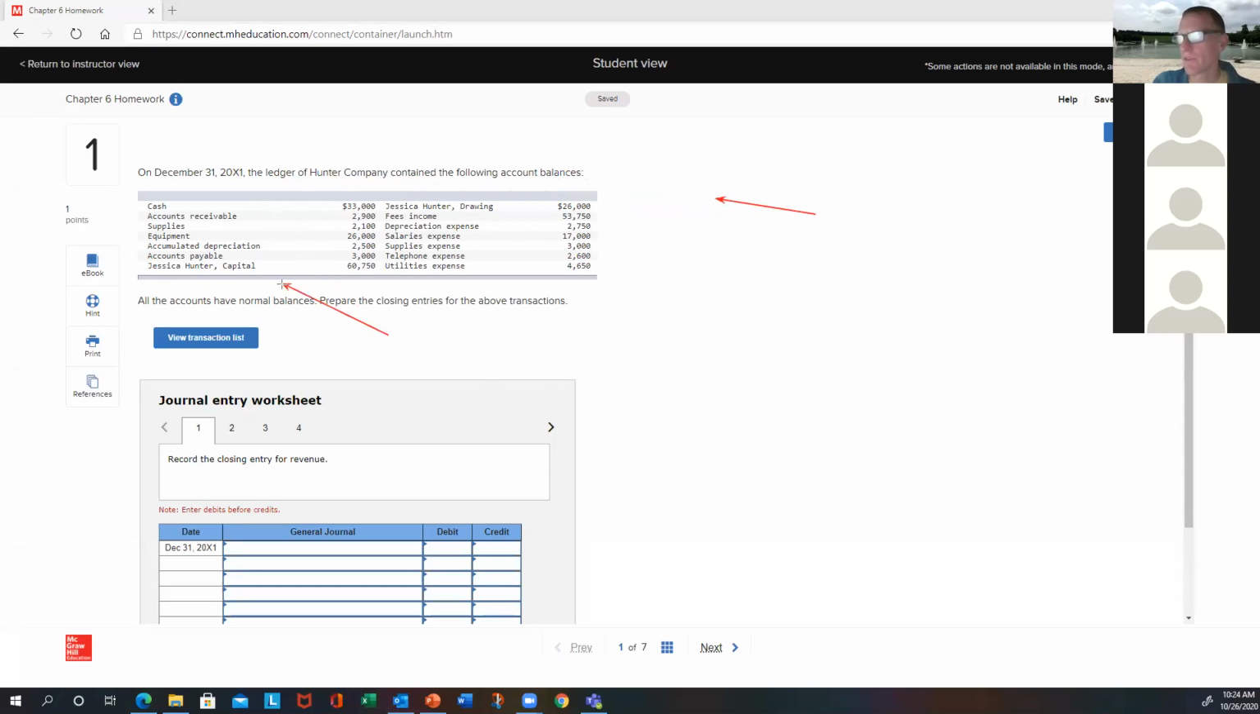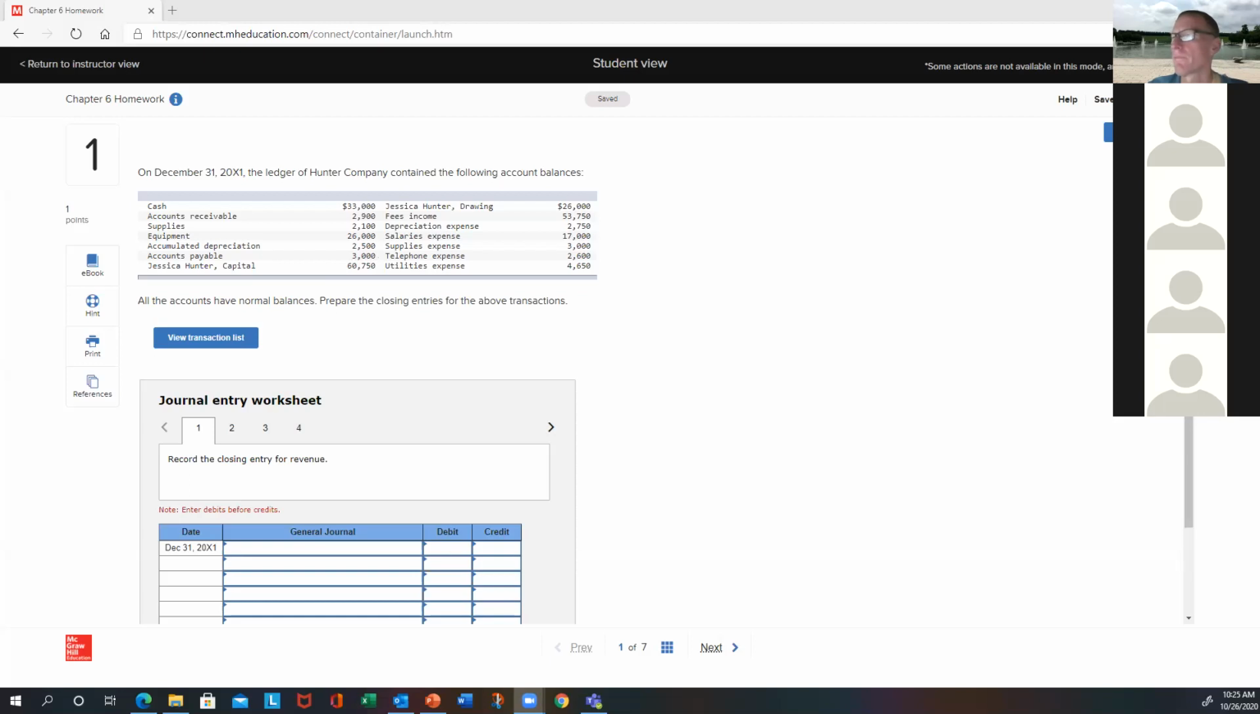So this is everything the company is using: cash, AR, supplies. Notice you've got capital, drawing, fees income, and here's all your expenses. That's it. Notice they tell you that all accounts have normal balance. That should mean something at this point. When they say normal balance, that means the increase side. It says prepare the closing entries for the above transactions. So what I like to do in this problem, just to further illustrate, is use T accounts as our ledger visual, and then we'll do the closing. So the first one that we're going to work with is the fees income.